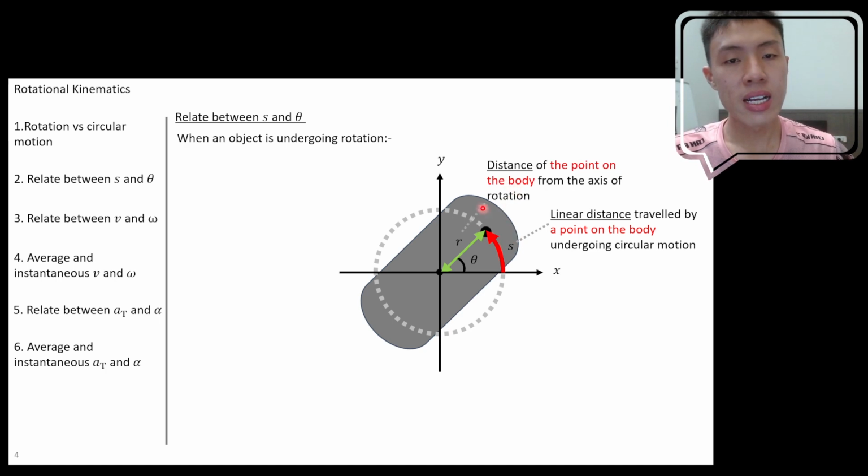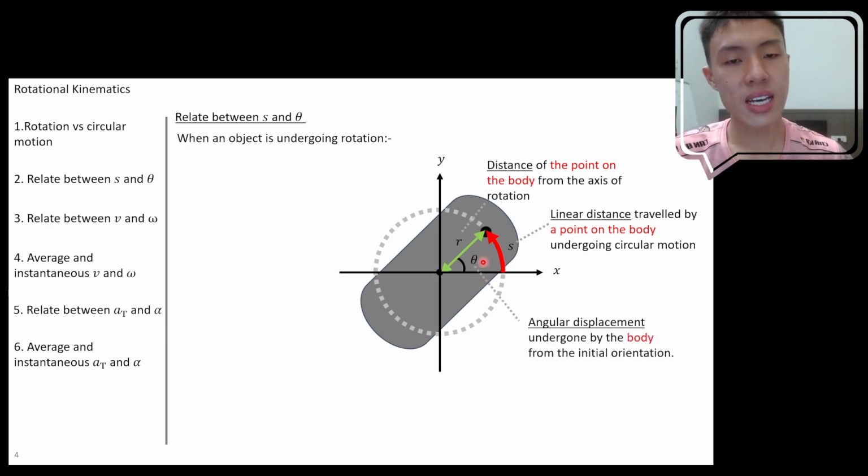R here, previously, was the radius. It is still the radius of the circular motion of this point, but to be more specific, because now we are talking about a rigid body, it's the distance of the point on the body that we're interested in from the axis of rotation, or the pivot. R here now represents a distance. Distance of where? That point that we're interested in from the axis of rotation.